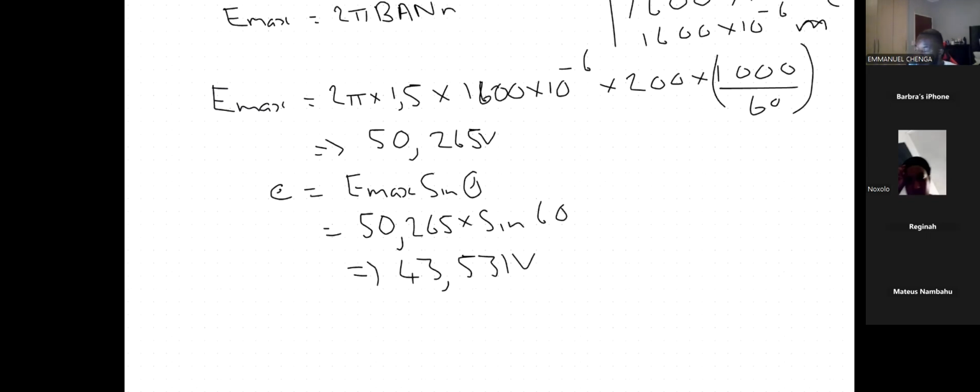Okay. So guys, it's not always the case that they'll ask you to calculate the Emax. They'll also ask you to calculate, let's say, the instantaneous value. For example, they can give you the instantaneous value and ask you to calculate the time. We said this formula says E equals Emax sine 2 pi ft. So they can even ask you to calculate the time on this equation while they give you E. Right? So if you just understand the formula, then you won't go wrong.